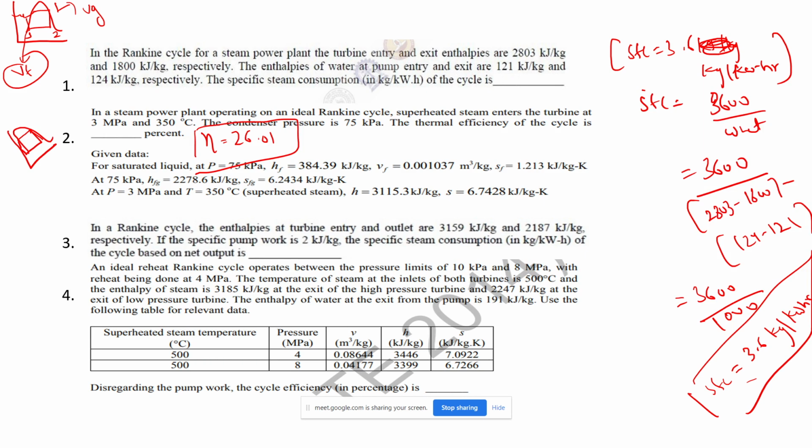Yes, sir. Okay. What is the answer you have got for the third? 0.711 kg. I think this is question three already, so I don't think we need to discuss it. Question number 4. What is the answer you have got?